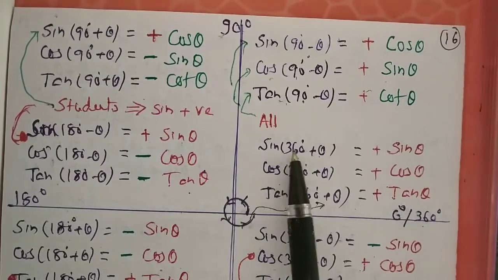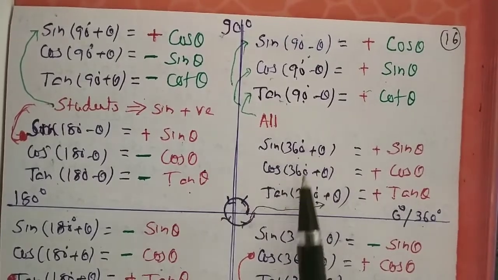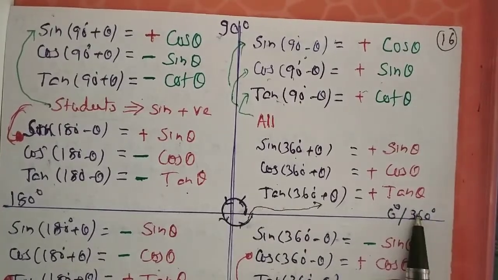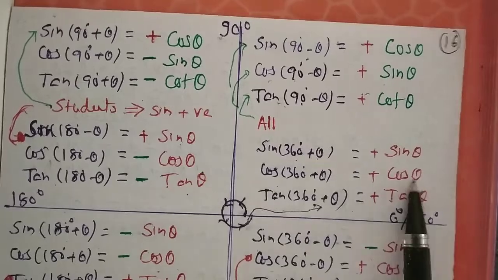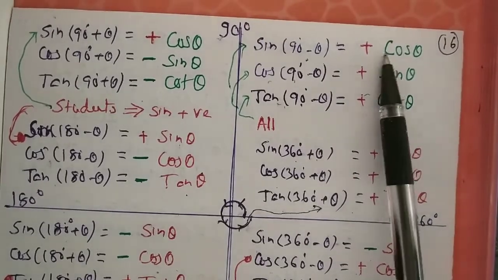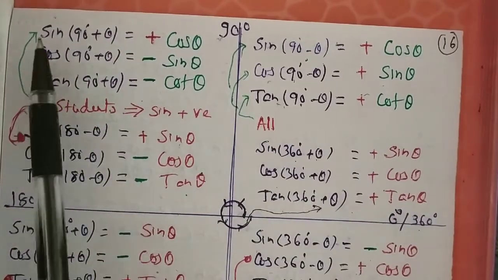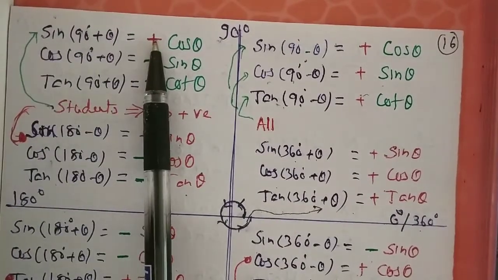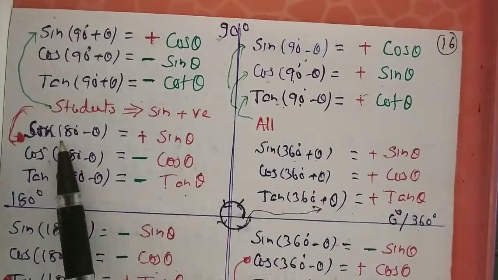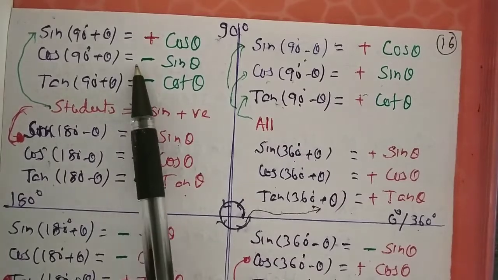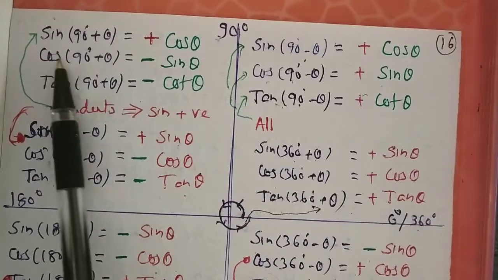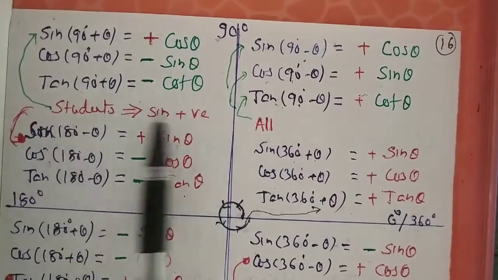Now just see, sine 360 plus theta. This is the real axis. 360 is lying on the real axis. So sine remains sine, cos remains cos, tan remains tan. No change in trigonometric ratio. All are positive in this quadrant, but here sine is positive. So sine positive, but others will be negative. Now see, on 90 degree imaginary axis, sine becomes cos, cos becomes sine, tan becomes cot.